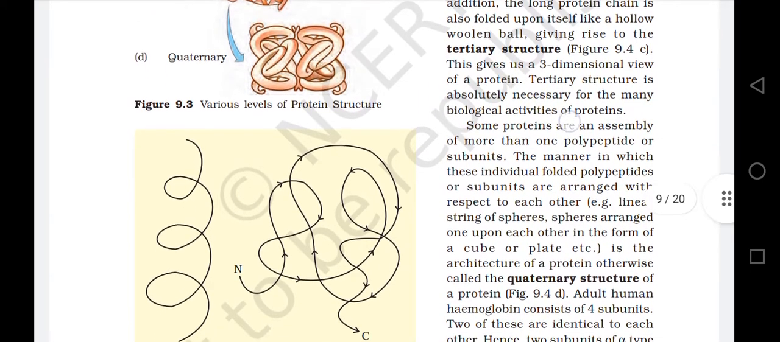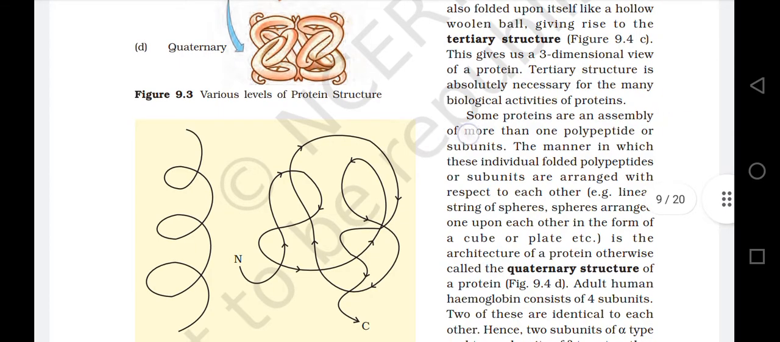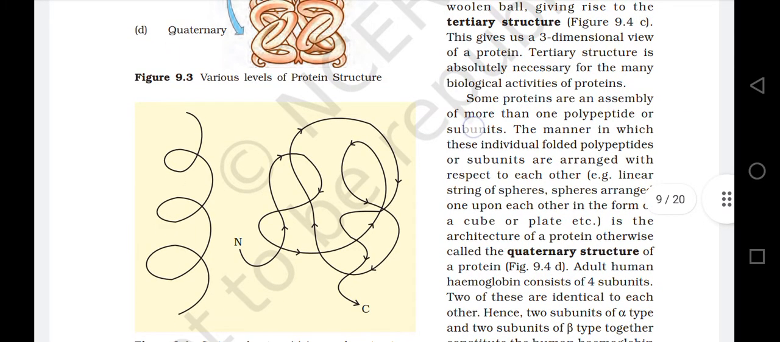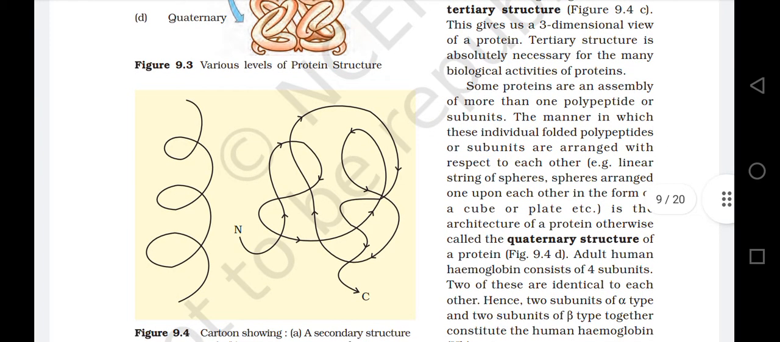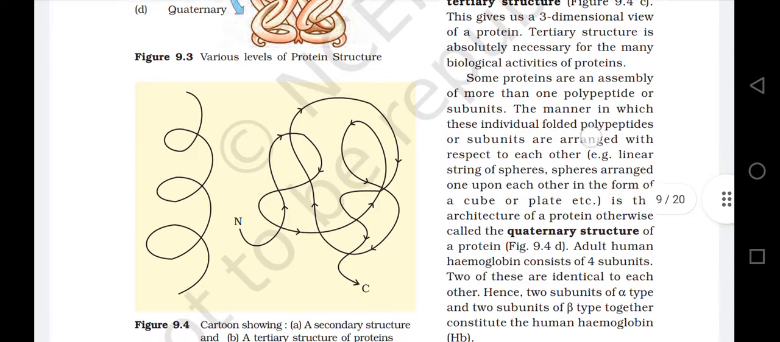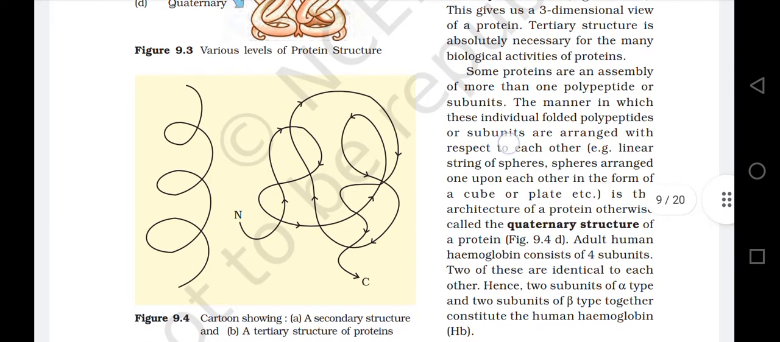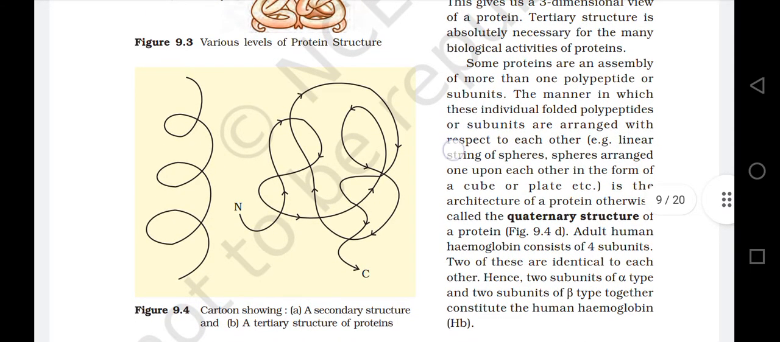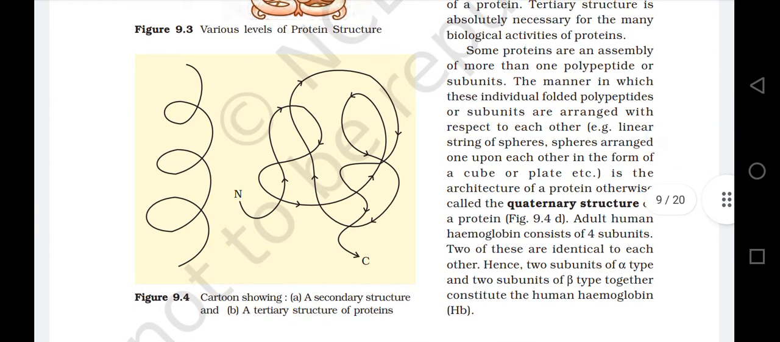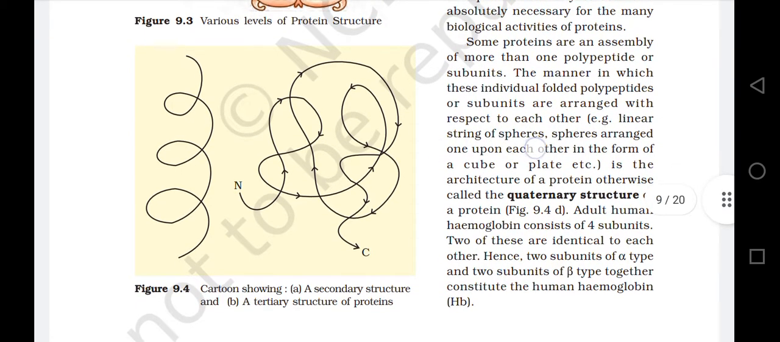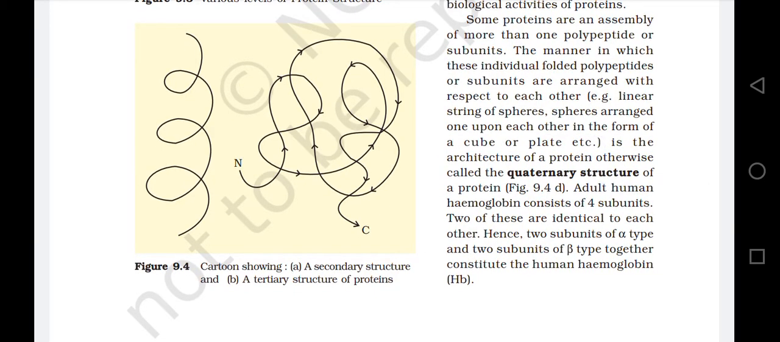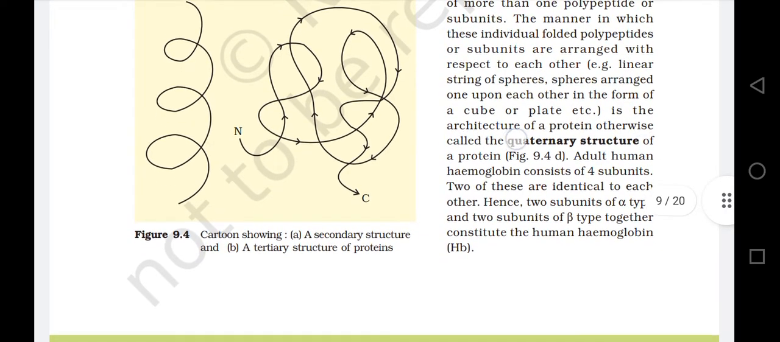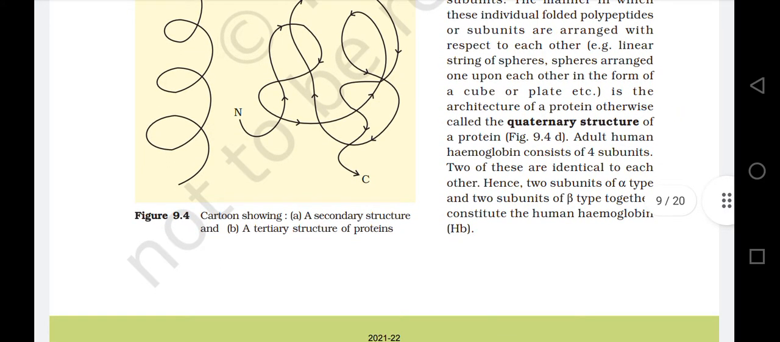Some proteins are an assembly of more than one polypeptide or subunits. The manner in which these individual folded polypeptides or subunits are arranged with respect to each other, for example, a linear string of spheres arranged one upon each other in the form of a cube or a plate, etc., is the architecture of a protein, otherwise called the quaternary structure of a protein.